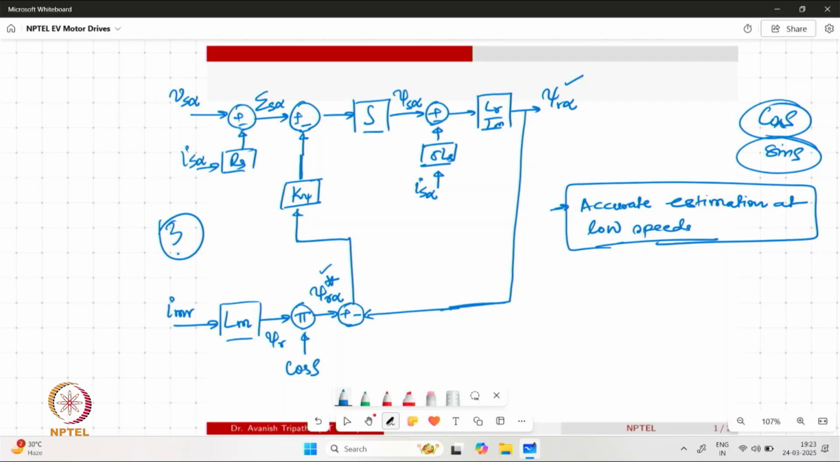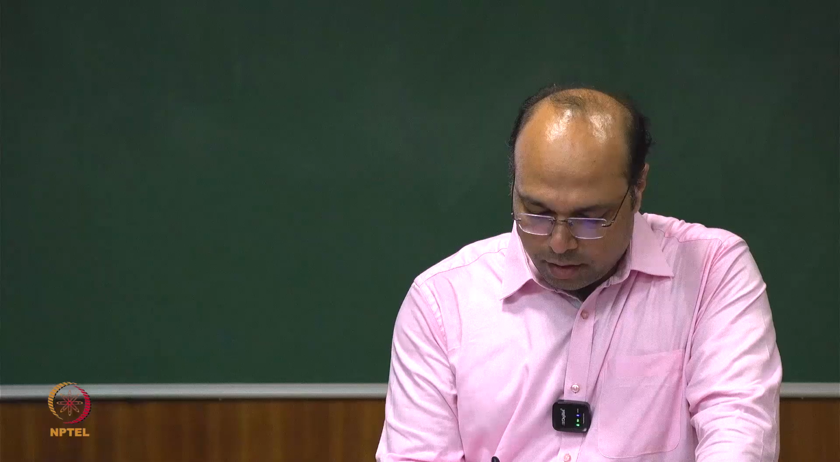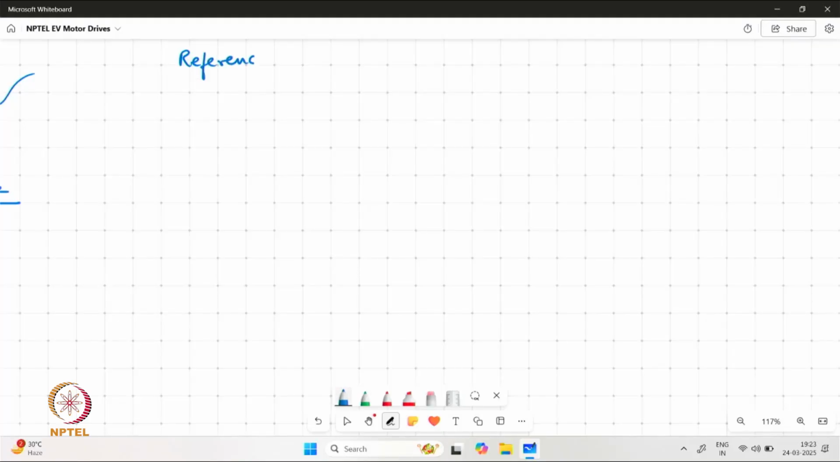Now this is where we are done with the computation of the rotor flux or any other estimation which we are requiring for operating the vector control of the squirrel cage induction machine. So now the next task comes where we are going to decide the reference and saturation limits for the controllers.